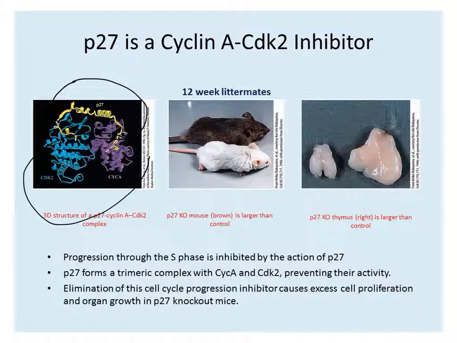phosphorylate key substrates. So ultimately, something like P21 or P27 is going to essentially bind and interact with the CDK complex, and not allow it to interact with key substrates so that it can phosphorylate them. So essentially it blocks CDK activity and cell cycle progression. So it allows for that cell cycle to be arrested.